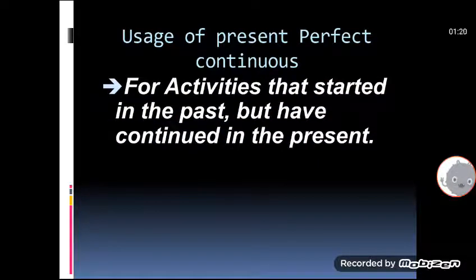This is a very important thing. For activities that started in past but have continued in the present. This is the definition of present perfect continuous, and this can also help you recognize whether it is present perfect continuous or not. Its sign will be that it has an action that started in the past and is still continuing. Clear? For example, you can pause the video and make some sentences.